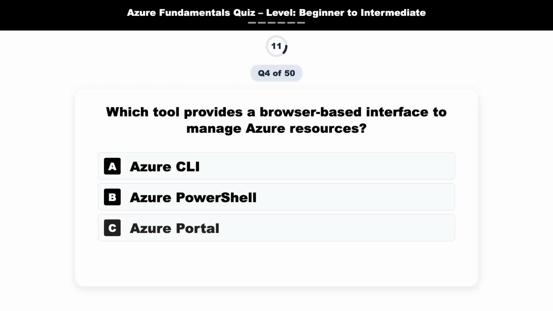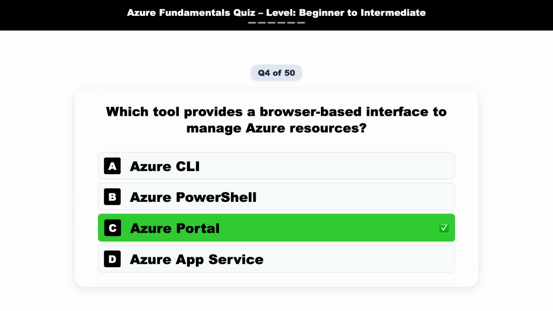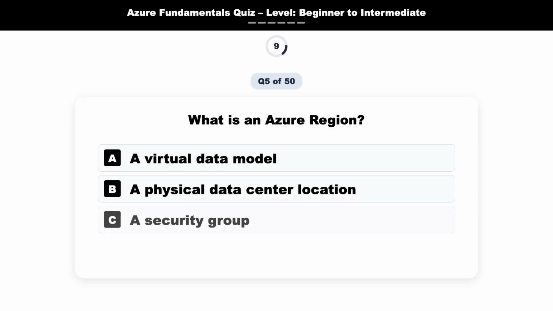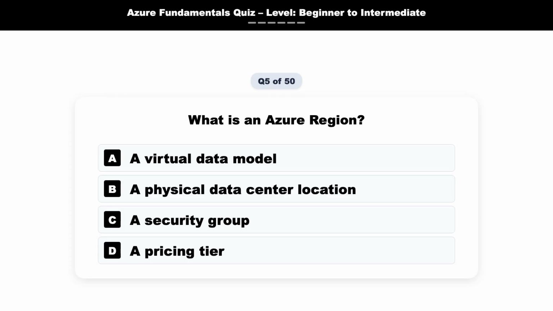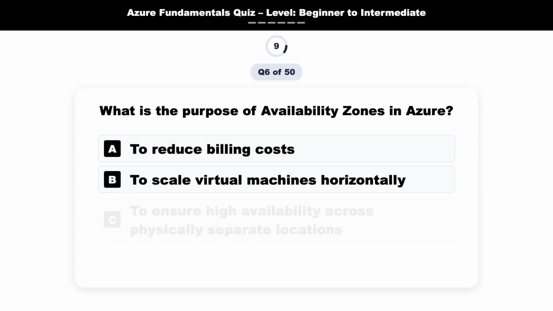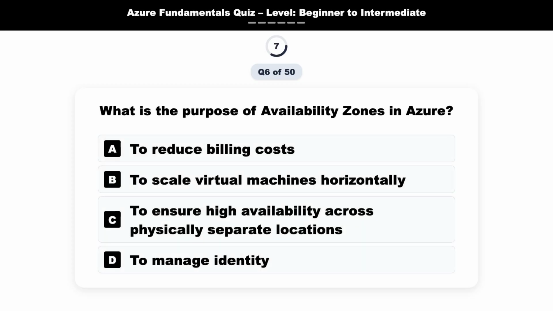Question 4. Which tool provides a browser-based interface to manage Azure resources? Question 5. What is an Azure region? Question 6. What is the purpose of availability zones in Azure?